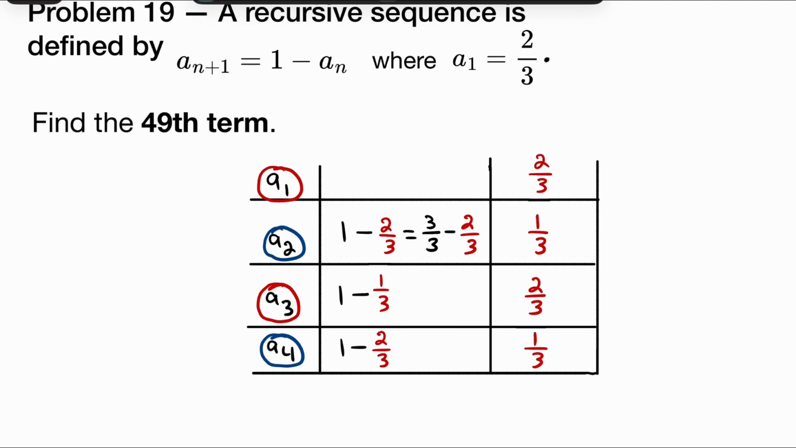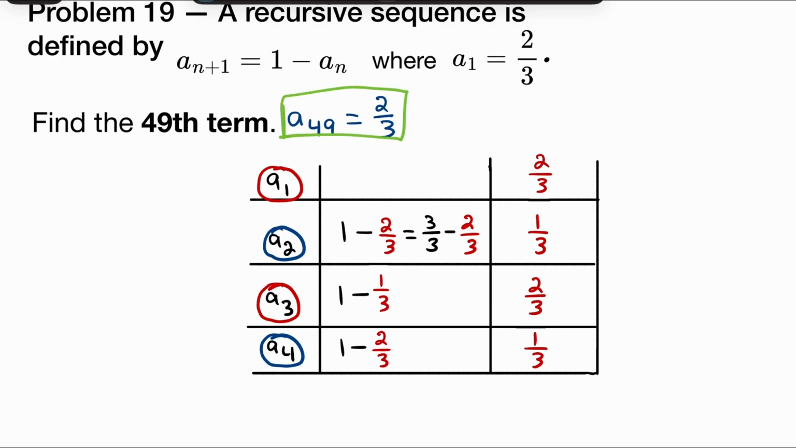You could also see, as I've stated, that every odd numbered term is 2/3 and every even numbered term is 1/3. We can use this same pattern to get a sub 49 because it's telling us to find the 49th term. So you can ask yourself, is the number 49 an even number or an odd number? Well, it is an odd number, right? And so that means that a sub 49 equals the value of 2/3. And that's the final answer.